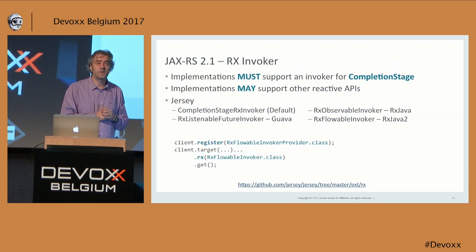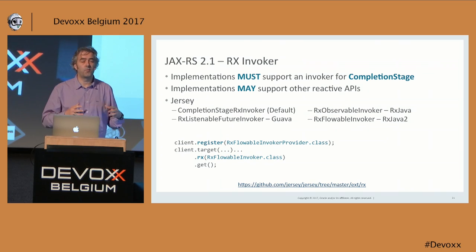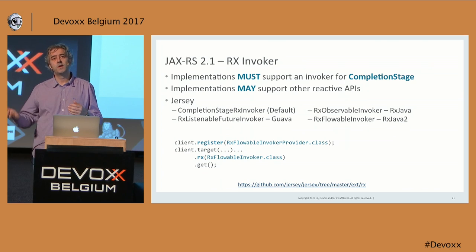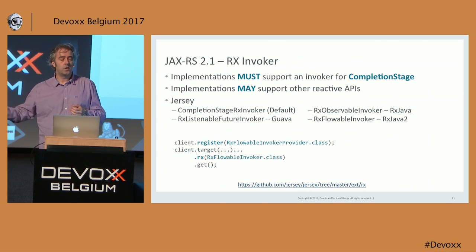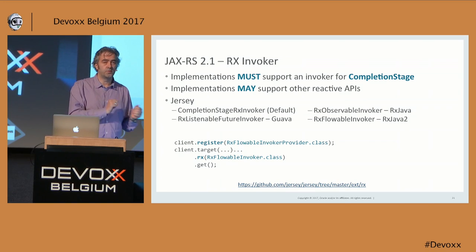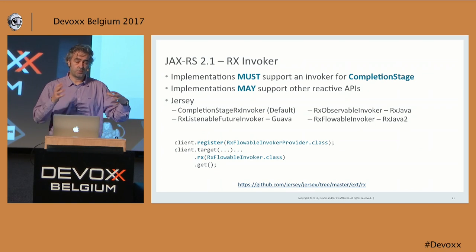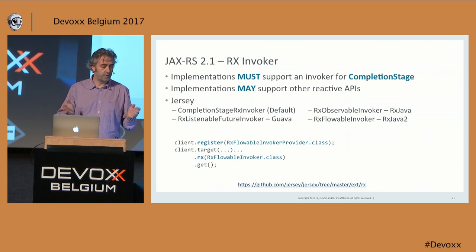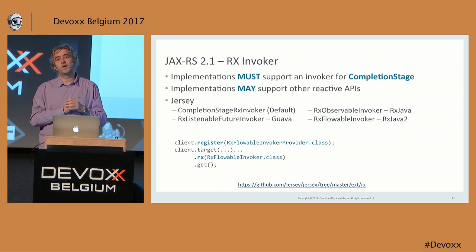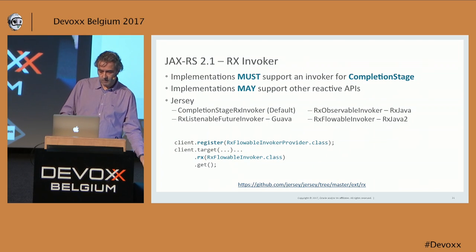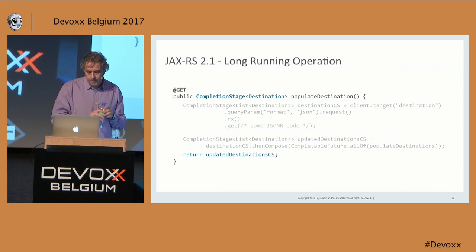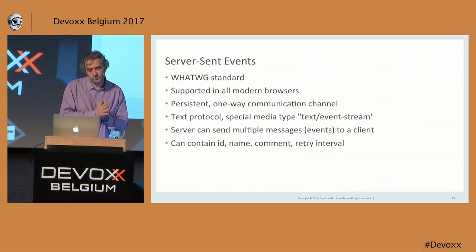Having said that, we also know that the completion stage API is not the only reactive API in the market. So the JAX-RS specification has been designed in a way to allow other APIs to be supported. It's up to the JAX-RS implementer to decide if they're going to support those. So for Jersey, we support the completion stage API. That's mandatory. But we also support the Guava listenable future and RxJava and RxJava 2. So this is something which is quite nice. I will skip this one. This is a small feature.